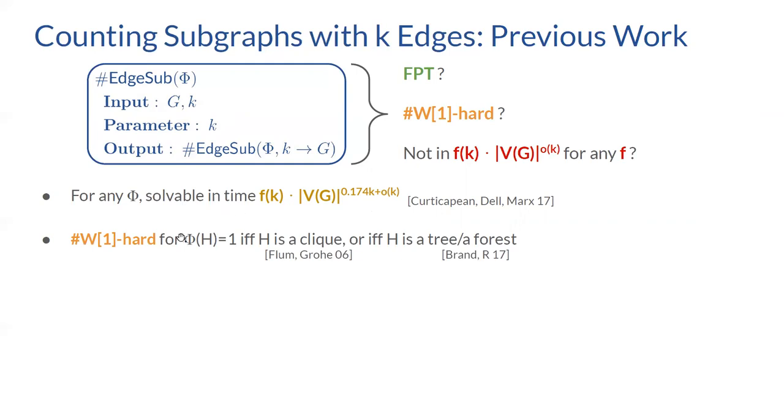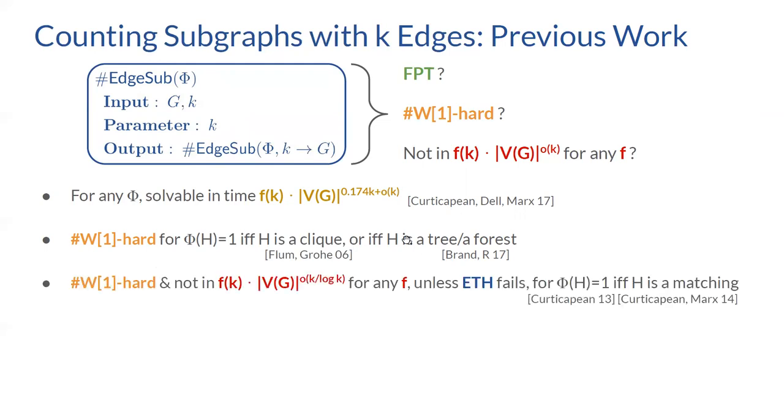It is unsurprising that there are hard instances of the problem. For example, if we choose phi of H to be 1 if and only if H is the clique, then this problem here basically encodes the counting k-clique problem, which is the canonical #W[1]-hard problem. Also, for some other properties, such as being a tree or being a forest, this problem was shown to be hard in the past.